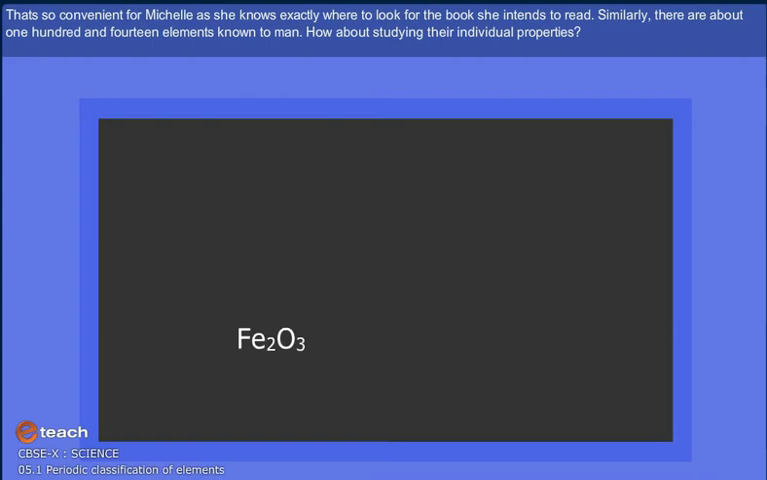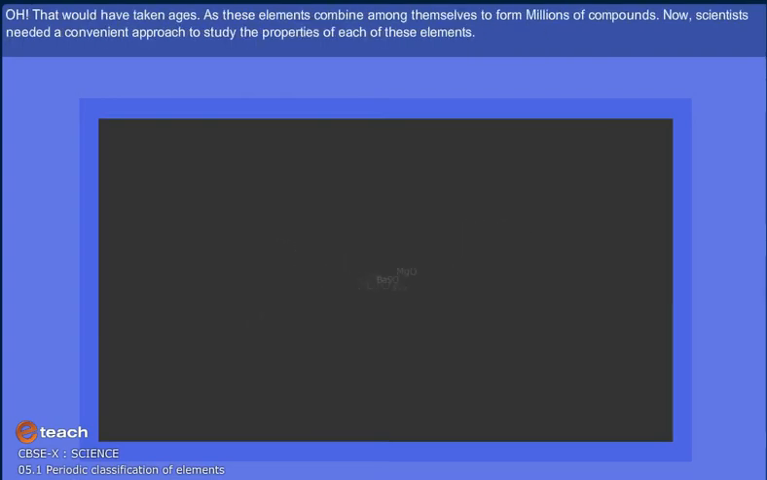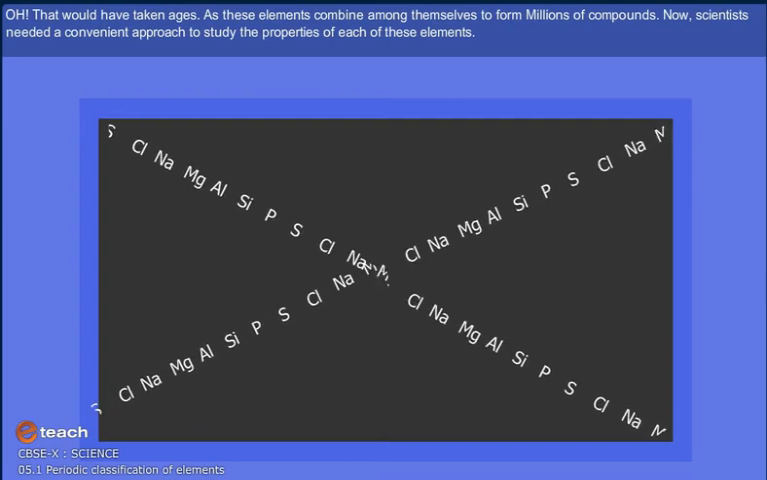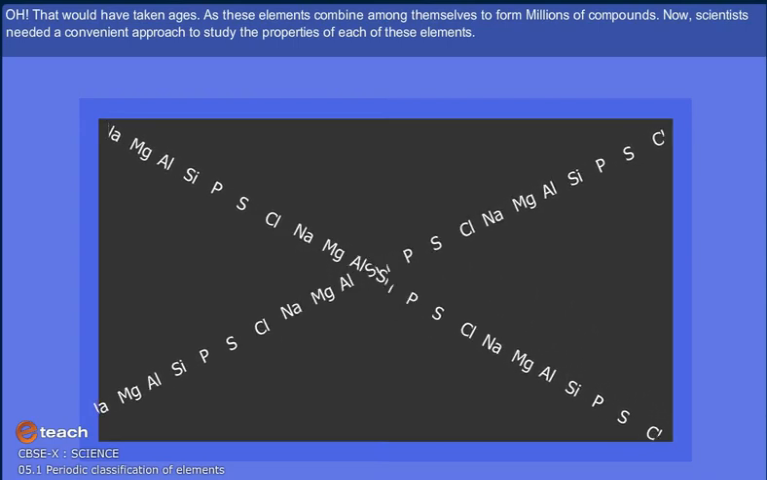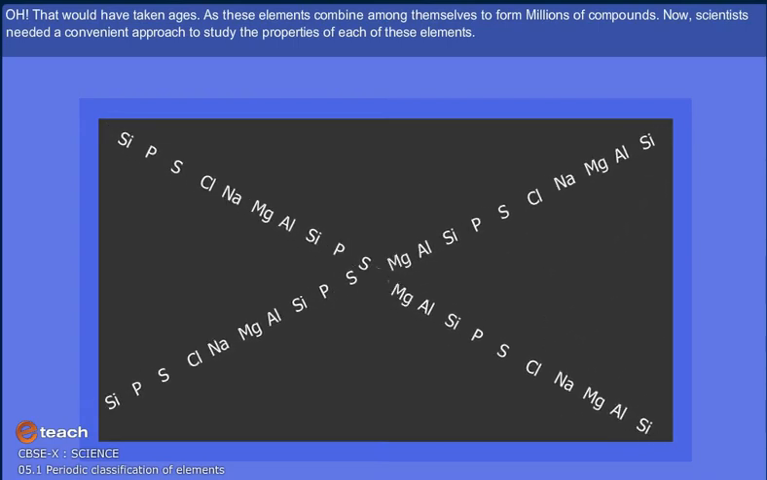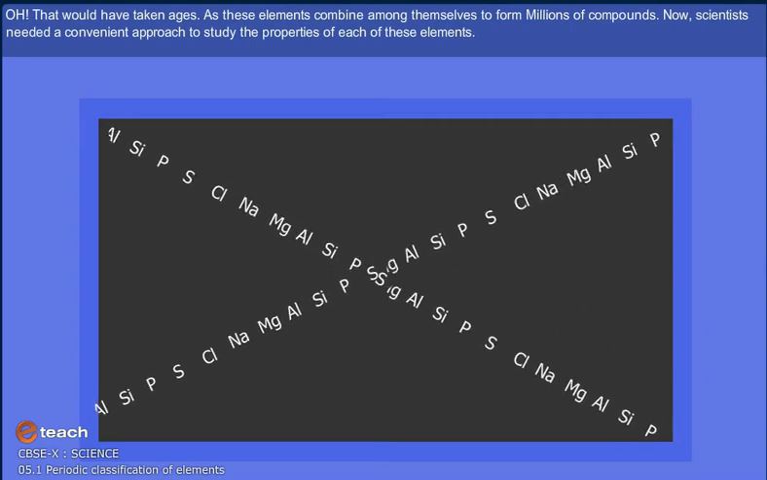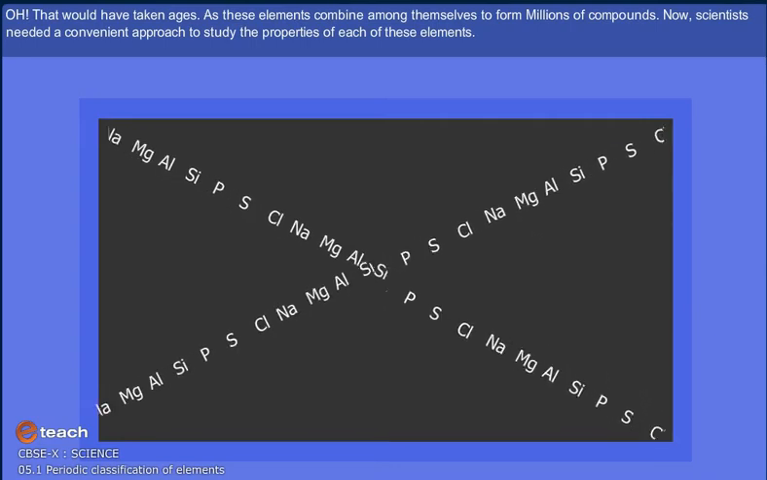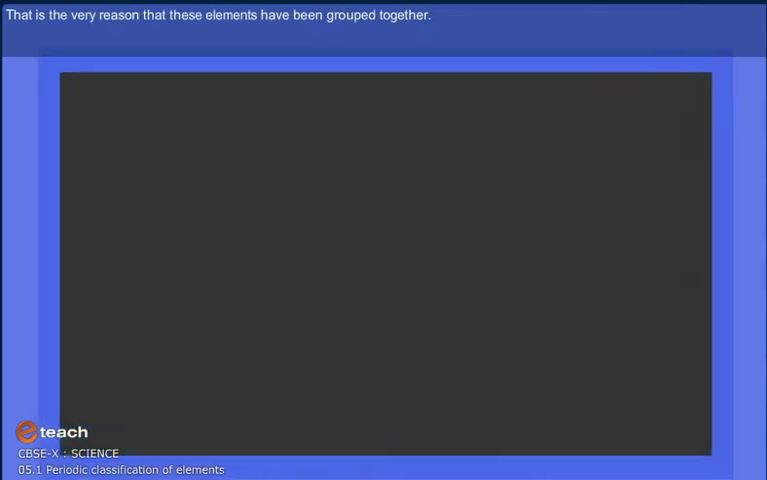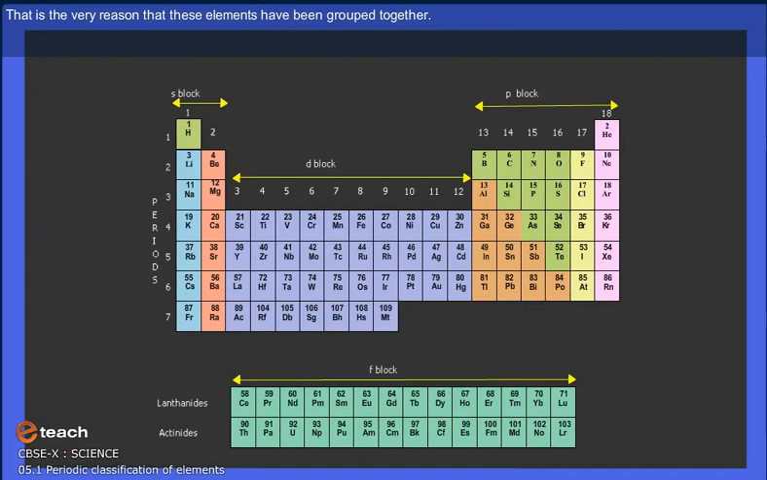Similarly, there are about 114 elements known to man. How about studying their individual properties? Oh, that would have taken ages, as these elements combine among themselves to form millions of compounds. Now, scientists needed a convenient approach to study the properties of each of these elements. That is the very reason that these elements have been grouped together.